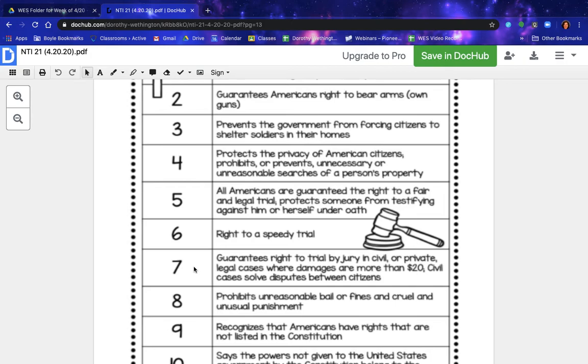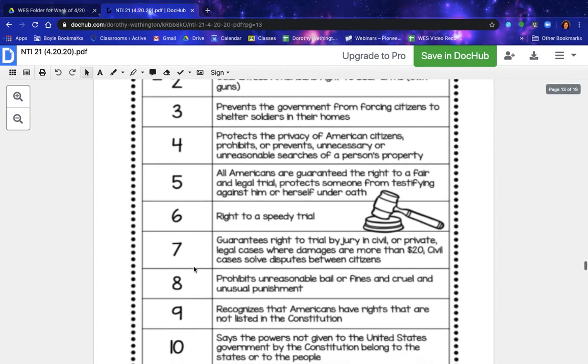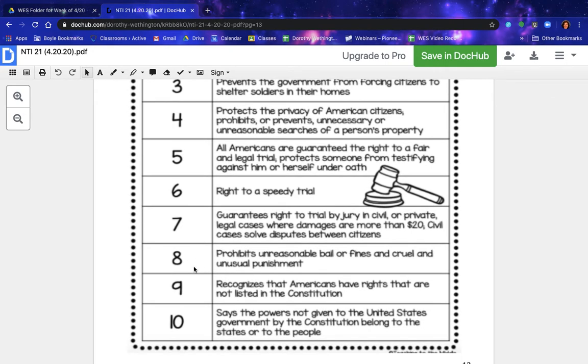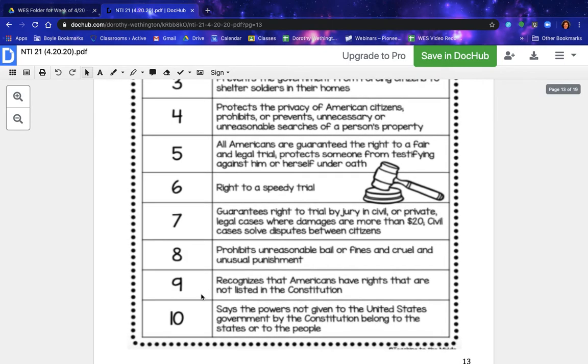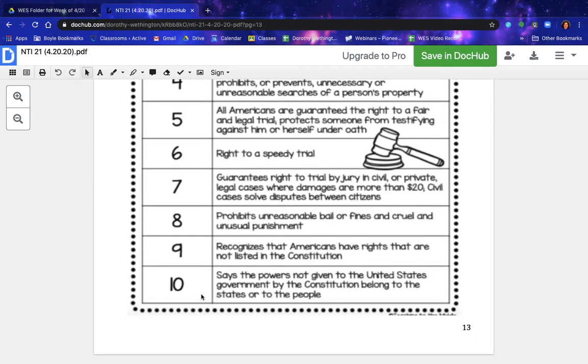Civil cases solve disputes between citizens. Number 8 prohibits the unreasonable bail or fines and cruel and unusual punishment. Number 9 recognizes that Americans have rights that are not listed in the Constitution. Number 10 says the powers not given to the United States government by the Constitution belong to the states or to the people.